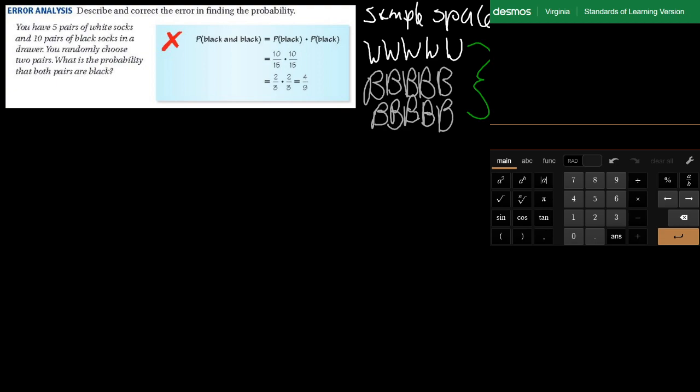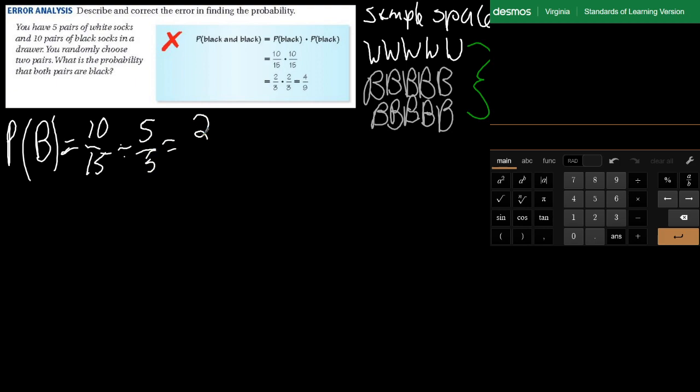And so what I want to do first is ask, what is the probability of picking a black sock? Well, how many black pairs of socks are there? There are 10, so I'd have 10 on top and 15 in the denominator because that's how many total I have. Yes, you can simplify this. I'm going to divide by 5 over 5, and so this is equal to 2 over 3.